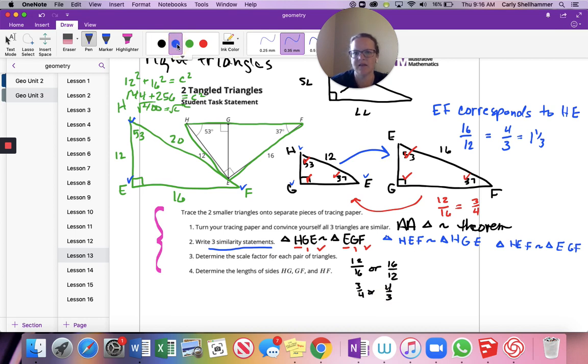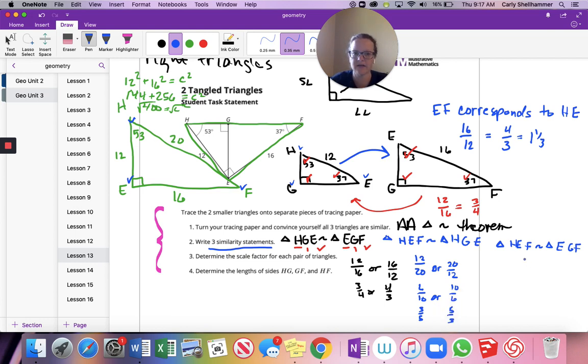I'll change to blue. So HEF to HGE, that's the big one to the small one. So I'm going to go smaller. So that means I should have a small, and I'm going to pick 20 to 12. So I can do 12 over 20, or if I went bigger, 20 over 12. And if I reduce those fractions, let's cut them in half because they're both even first. That's not small enough. Cut them in half again, 3/5, or 5/3. Okay, those are my scale factors.